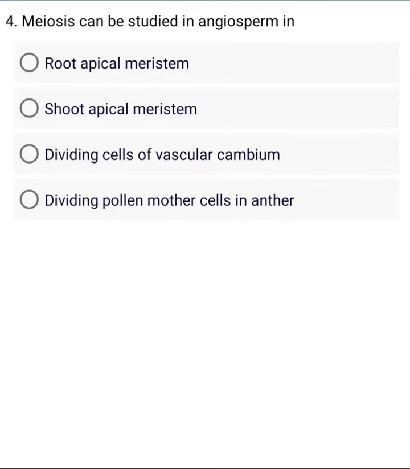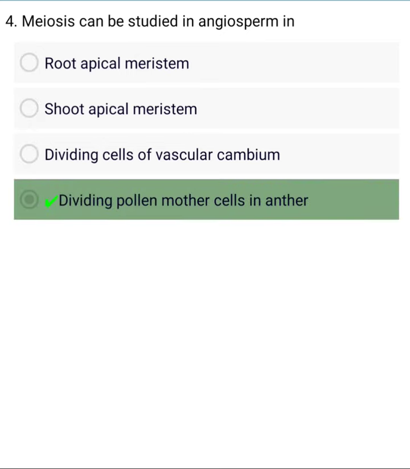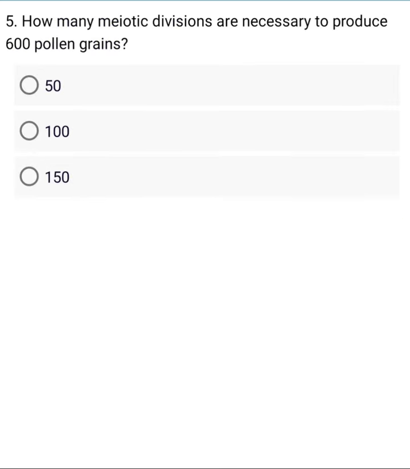Right. Meiosis can be studied in angiosperm in A. Root apical meristem. B. Shoot apical meristem. C. Dividing cells of vascular cambium. D. Right. How many meiotic divisions are necessary to produce 600 pollen grains?